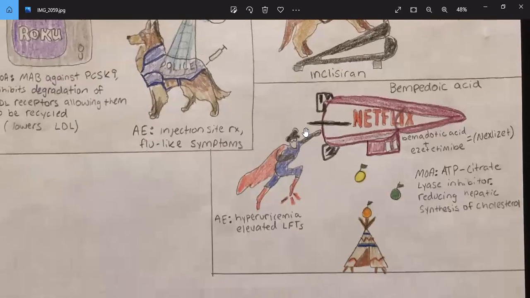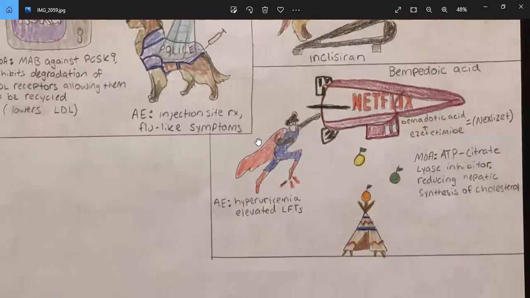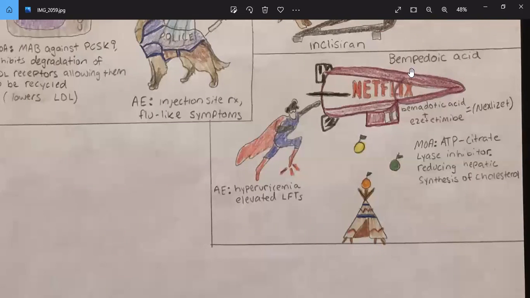So just remember that. And then the last one for today is bempedoic acid. Bemp kind of looks like the word blimp, and it ends in doic, like heroic. So we have this blimp that is being heroically, I don't know, saved, I guess. So bempedoic acid is a drug by itself, but you could also combine bempedoic acid with ezetimibe, which is why we have some zebra stripes on here, and that would be called Nexlizet. And you know how blimps advertise things? Well, this one is advertising Netflix for Nexlizet.